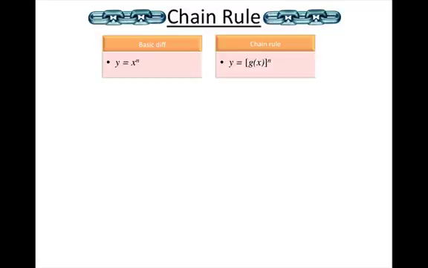Chain rule we do when we've got, instead of just a single term to an indice, we've actually got a whole function. I call it g of x just to represent a whole function. Now that could be 2x minus 1, 1 minus 3x squared, that sort of thing. It's a whole function to the power of n, not just a single indice. So that's when we use it. Now, how do we use it?